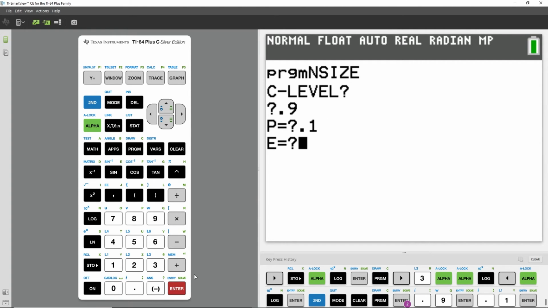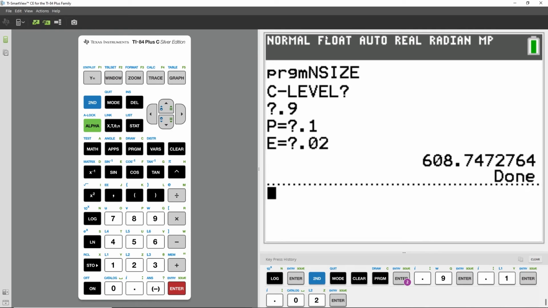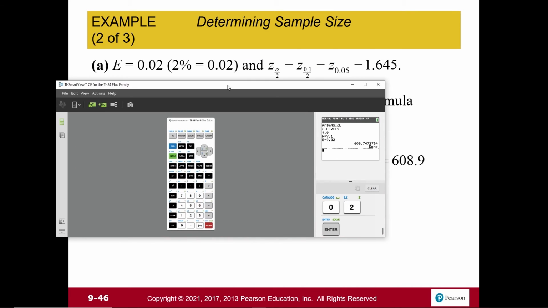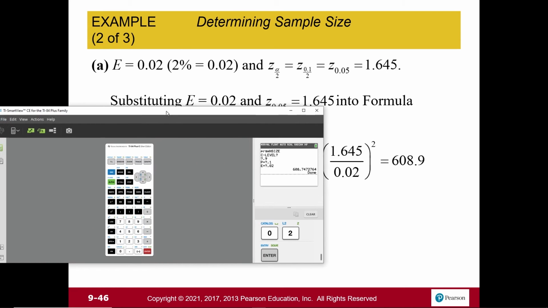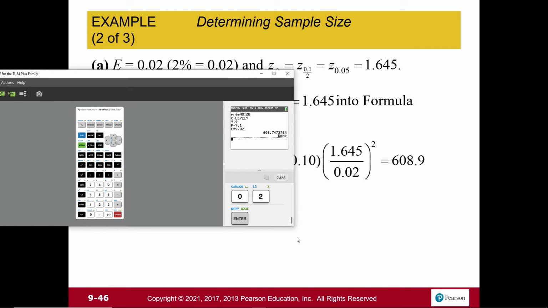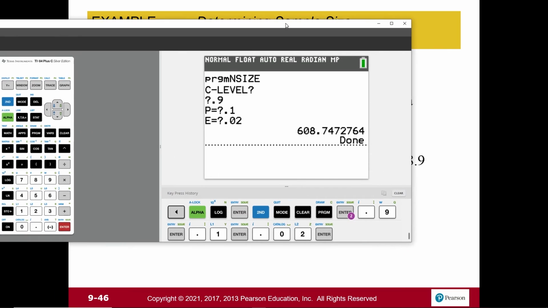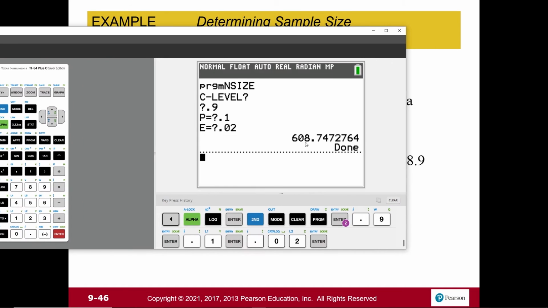And then what is the E? Well, the E is 0.02. And we got 608.7. And they got 608.9. I'm happy with the way this turned out. It turned out good. Now, one thing about calculating N, and they're going to emphasize this in the slides, you always round up for our sample size.